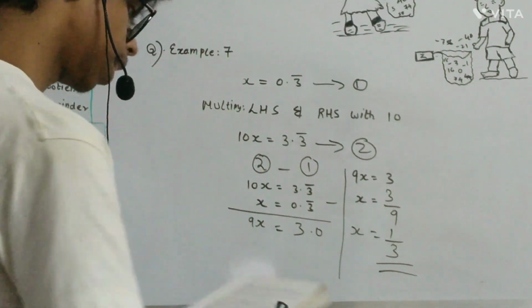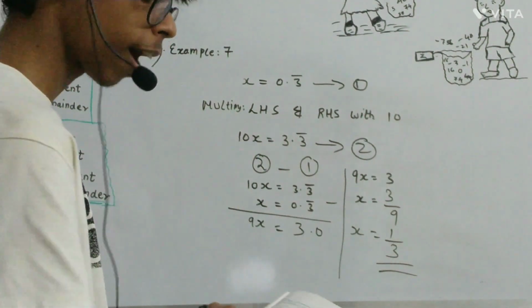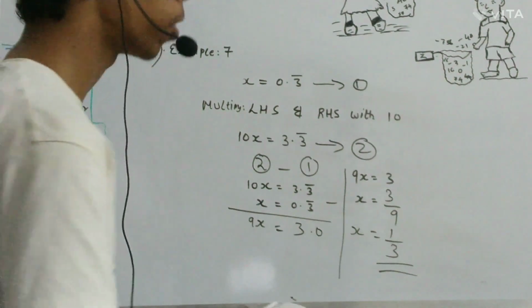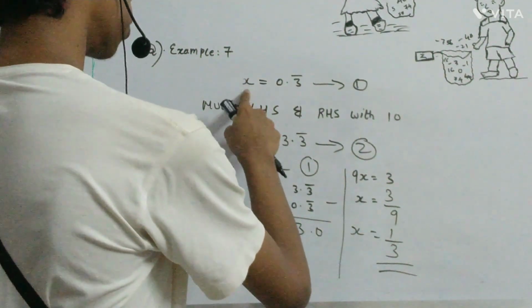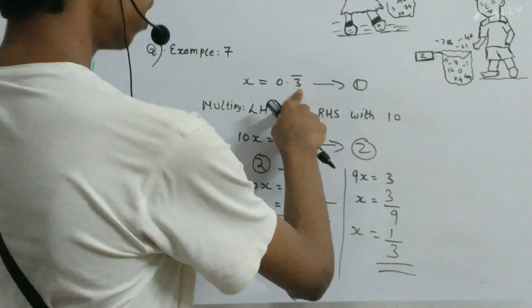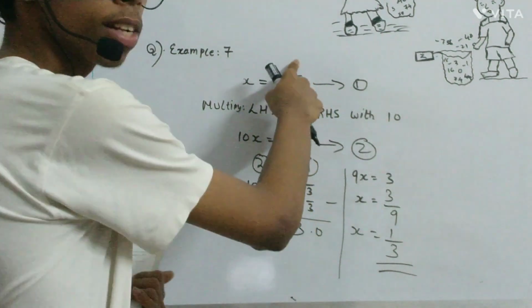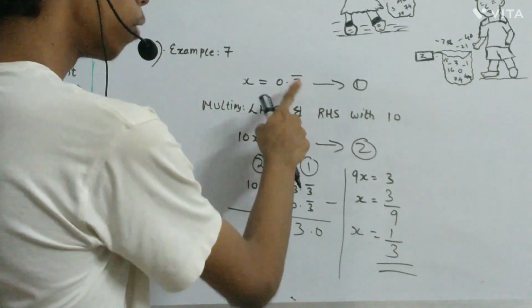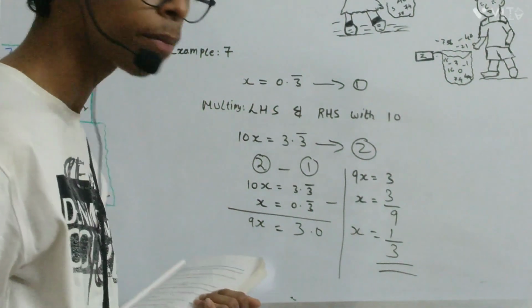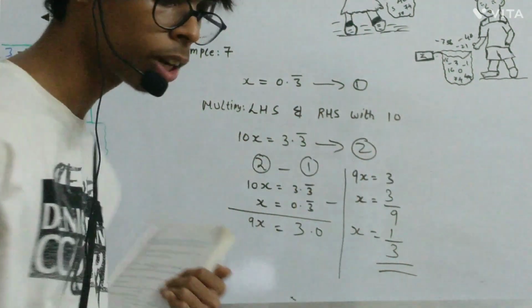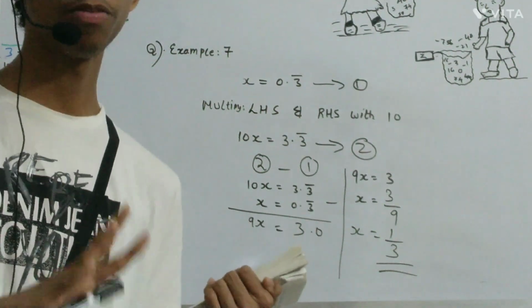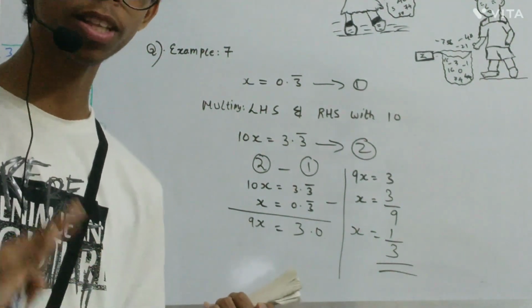Once again, I will repeat. The question was to find the fraction form or the p by q form of 0.3 bar. So whatever they are asking you, take it as x. So I took x is equal to 0.3 bar. Now the bar symbol is present over only a single number. If it is present on a single number only, multiply the LHS and RHS with 10. If it was 2 numbers, multiply it with 100. If it was 3 numbers, multiply it with 1000.